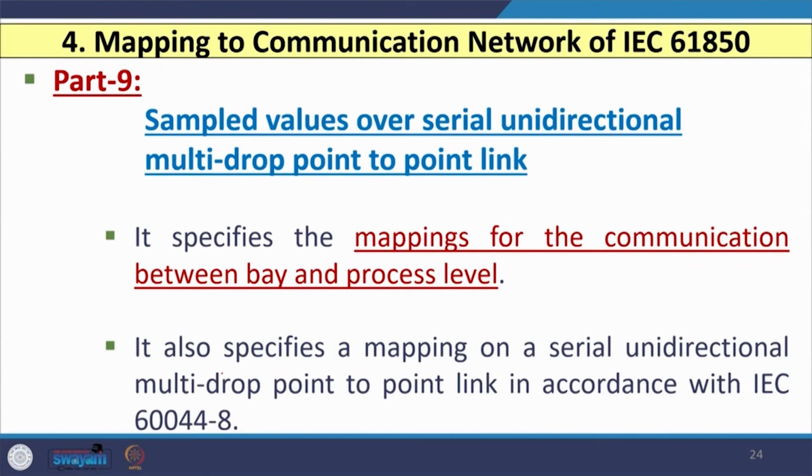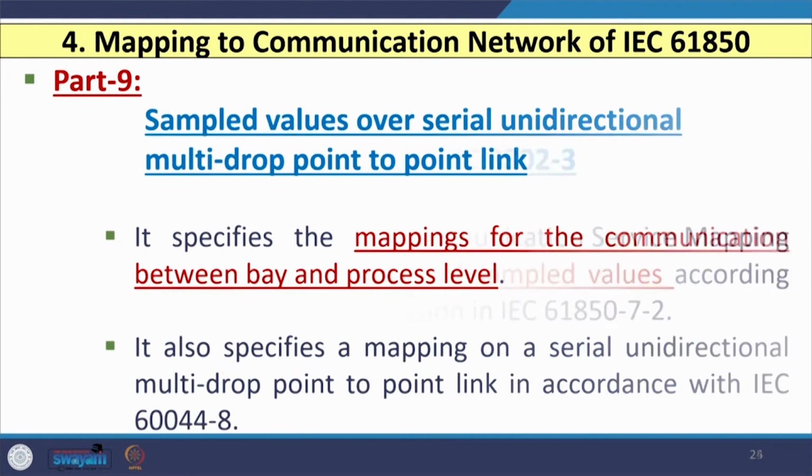So, bay is basically nothing but your bus bar, and then the process level. How the mappings in terms of communication between the bay and the process level are to be carried out is specified in this part 9. In part 9, it is also specified how the mapping on a serial unidirectional multi-drop point-to-point link in accordance with IEC 60044-8 is to be carried out. This is also mentioned here.